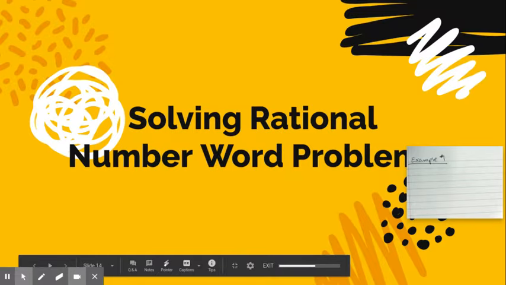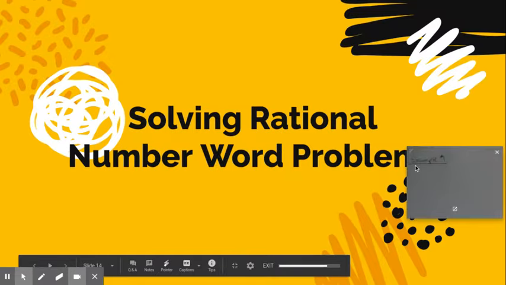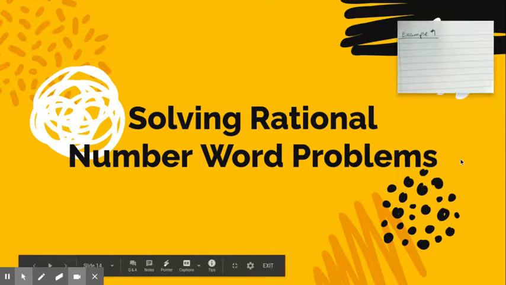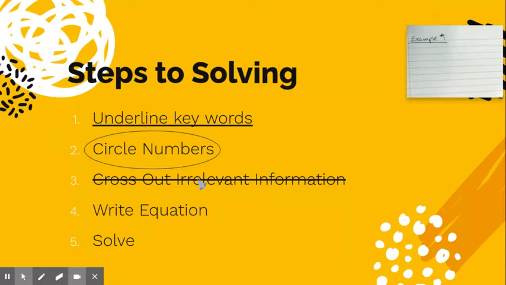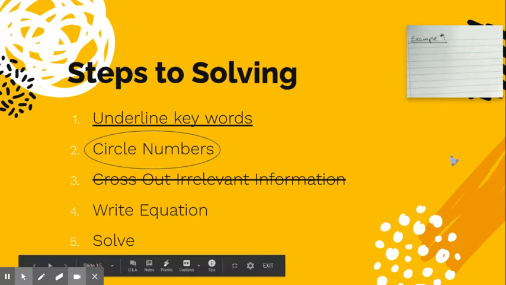Okay, guys, today we are working on solving rational number word problems. We've already gone over how to underline our keywords, circle our numbers, and cross out irrelevant information. Today we're going to actually write the equation and solve it so we can find the answers. We're still going to underline our words, circle our numbers, and cross out our extra information, and then write the equation and solve.